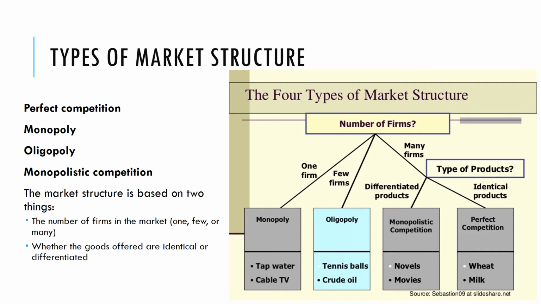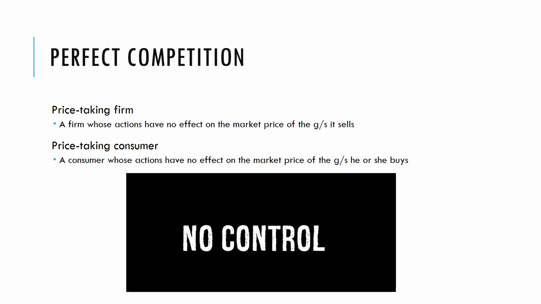The second question is, are the goods the same? Are they identical, or are they differentiated? That's going to help us determine whether we're dealing with monopolistic competition or perfect competition. So that'll be their difference. For perfect competition, we're going to answer those two things in just a moment.